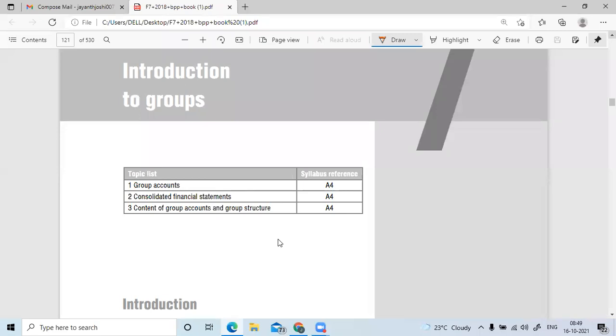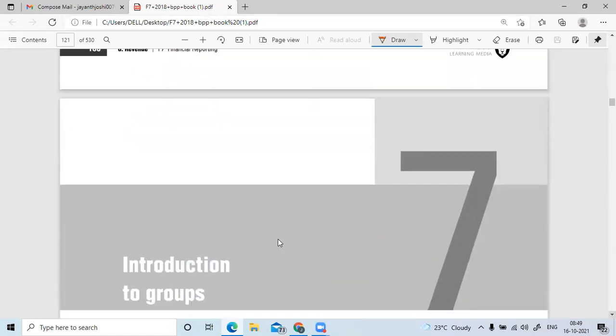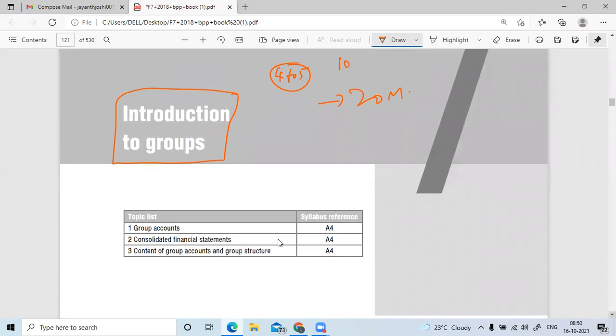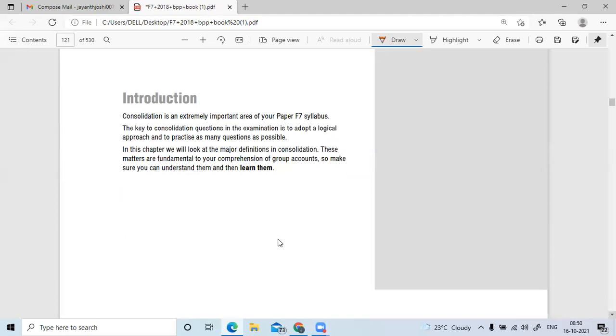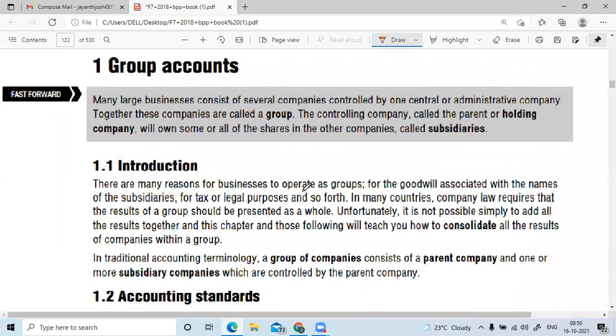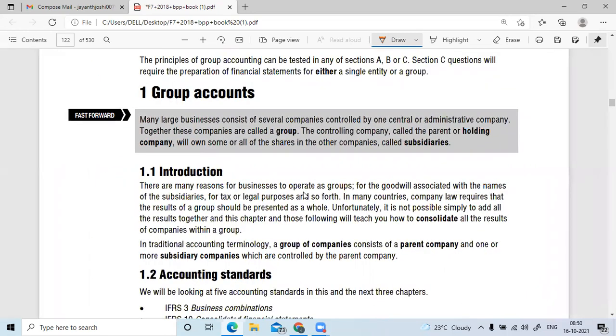See, you are entering into a complete new world today, and this chapter is very important. This particular, the entire group, what you are going to study is very important. Because you can expect a 20 marks question from consolidation, and you can expect some 4 to 5 MCQs, even that will fetch you 10 marks. So it's a 30 marks chapter. Now, group accounts. So what do you mean by group accounts?